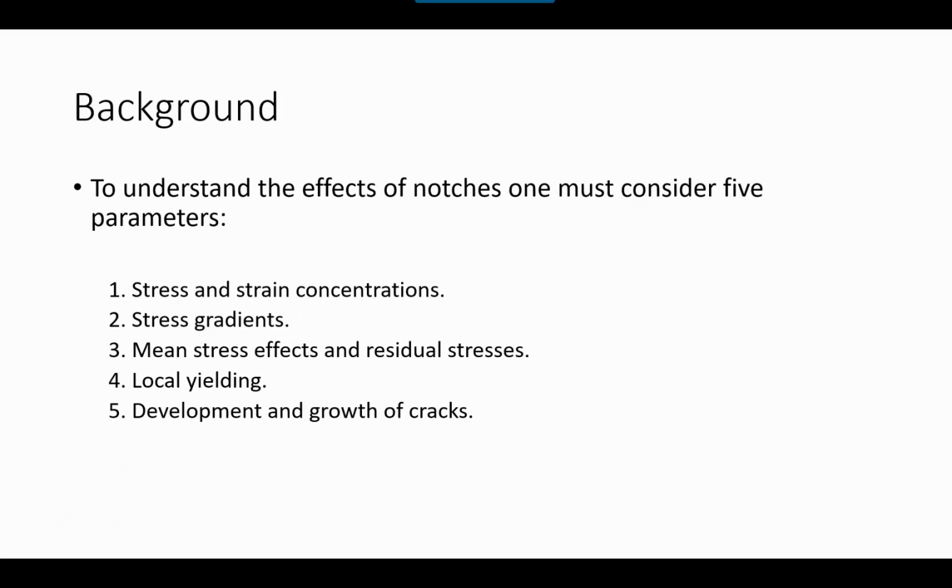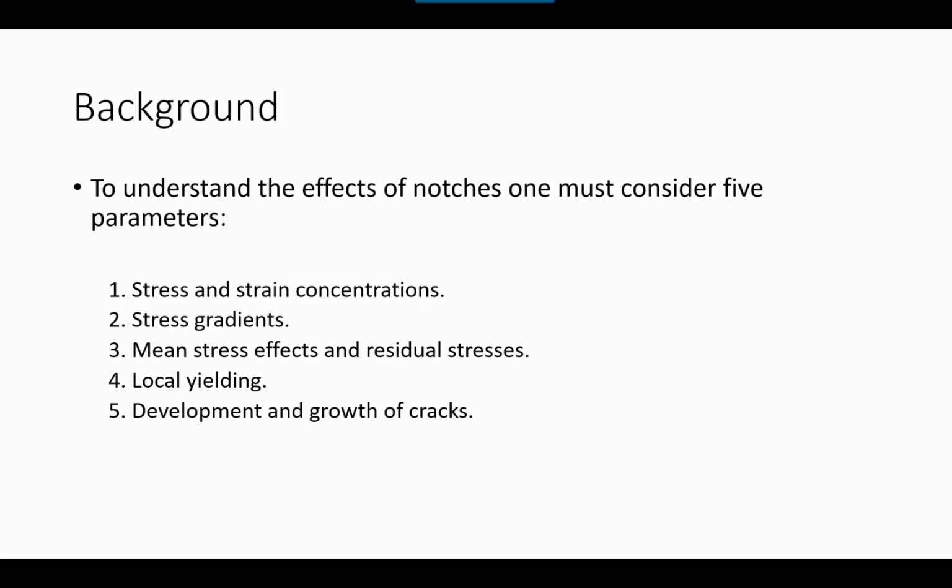To understand the effect of notches, one must consider 5 different parameters. The first is the concept of stress and strain concentrations. Second, the concept of stress gradients in the vicinity of those concentrations. Third, the effect of mean stress and residual stresses, again, near notches.